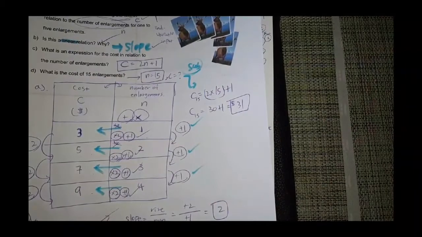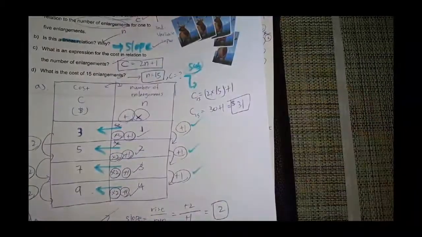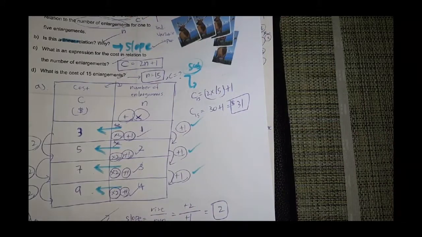And that's how we answer this word problem: changing into a table and graph, finding out the slope so that we know whether it's a linear relationship or not. And then lastly, we substitute and find out, or predict, the answer.